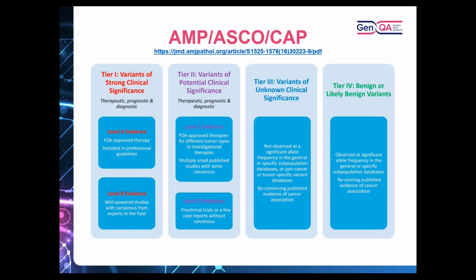Tier 3 variants are those of unknown significance, where evidence may be conflicting or absent. This is where there's conflicting literature on pathogenicity, or very low-powered studies without outcome data or functional studies. And tier 4 variants are those categorized as benign or likely benign, where there is evidence a variant does not have any actionability. So you may have large studies classing variants as benign, or not stated in the literature at all.